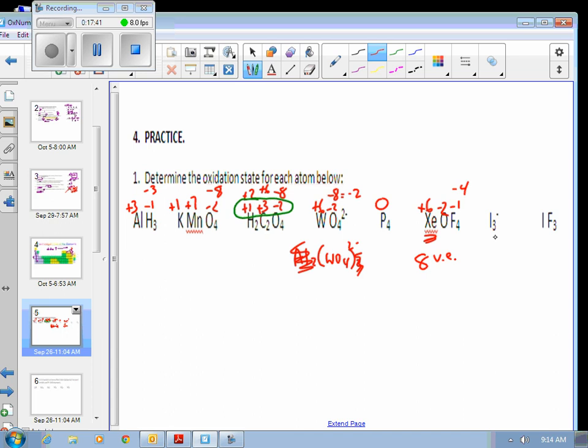Now, I3 minus, that is not an element by itself because it has that ion charge. It's an ion. So guess what? It's not 0. So I got a -1 overall. 3 iodines have to add up to that. Well, if you said -1/3, you would be correct. Each one of those ions is a -1/3, adds up to a -1 overall. Tricky. I like that one. Fluorine, -1, more electronegative, so -3, so the iodine has to be a +3. How did you do? I hope you guys got them all right.